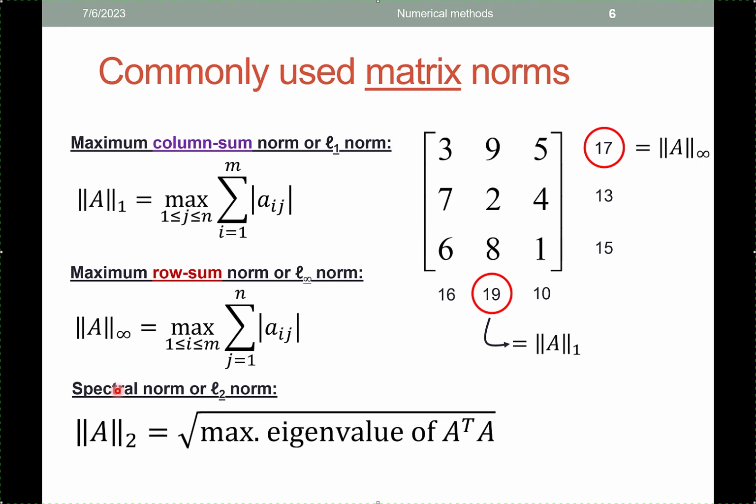Another one is the spectral norm, which uses eigenvalues of the transpose of matrix A multiplied by A, and it takes the maximum eigenvalue in this case and then square roots it. So again, we're not going to go into much detail on eigenvalues in this course, so we don't really need to worry about that.